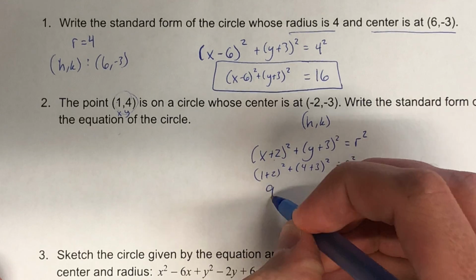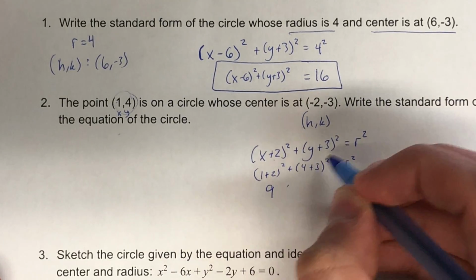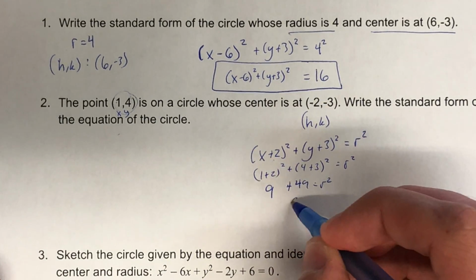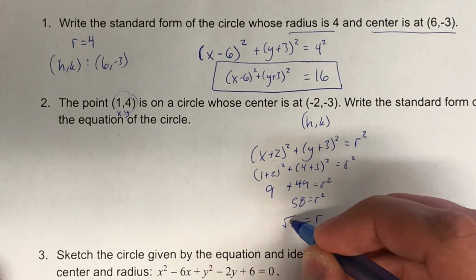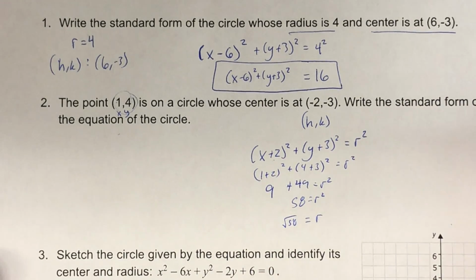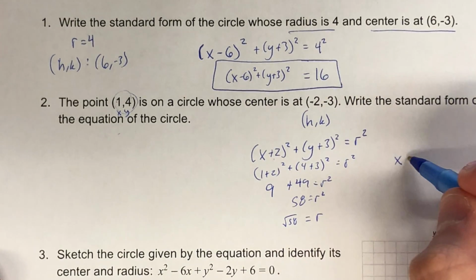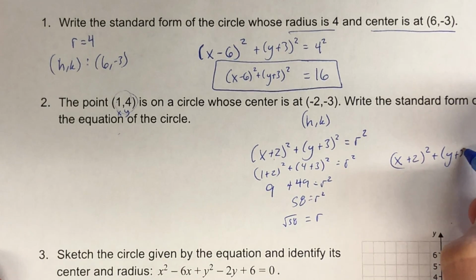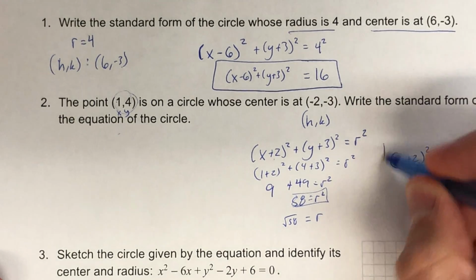So 1 plus 2 is 3, 3 squared is 9, 4 plus 3 is 7, 7 squared is 49. So r squared is 58, or r would be root 58. So what that means then is our equation of the circle would be x plus 2 squared plus y plus 3 squared equals r squared, which we determined down there was 58.